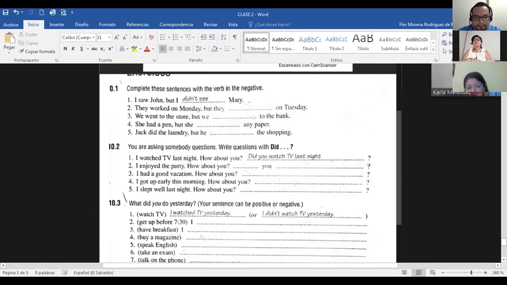La cuatro, ¿cómo lo traduce, teacher? Levantarse. Pero como es en pasado, me levanté. Me levanté temprano esta mañana, ¿sí es verdad? Yes. Ok, entonces, did you get up? Es el presente de got, es get. Uh-huh, I get, sí es cierto. Did you get up early this morning? Very good.